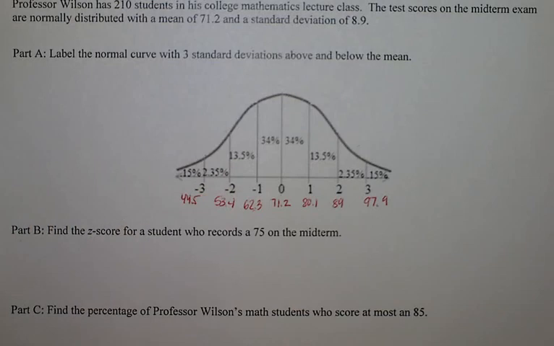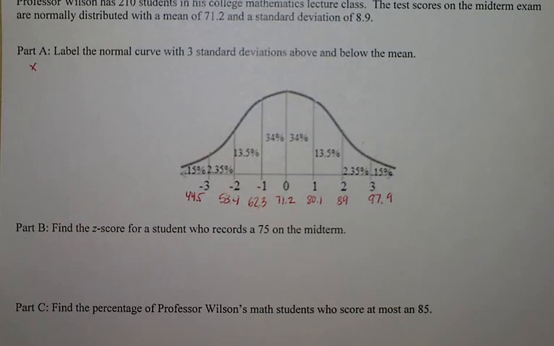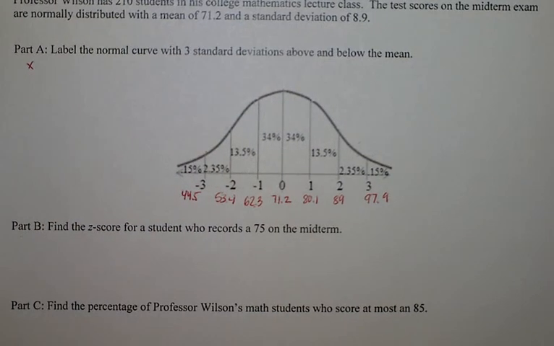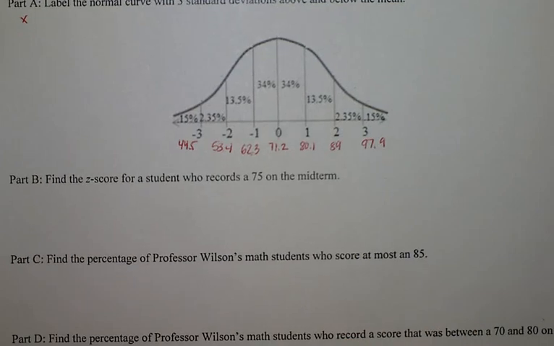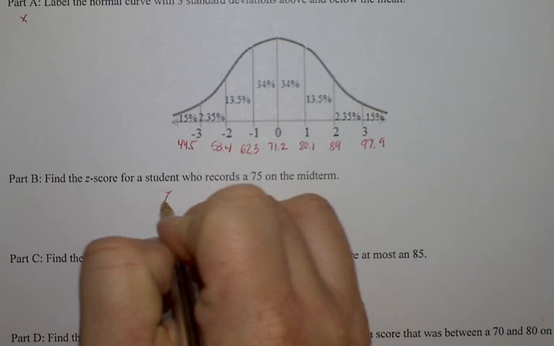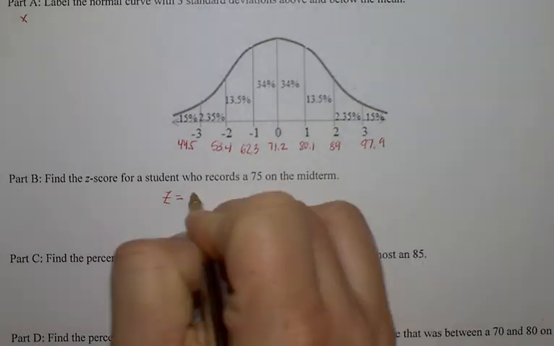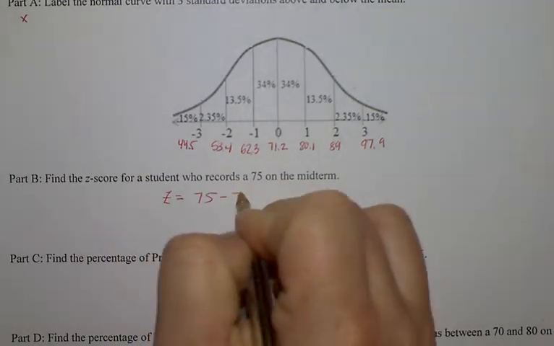Okay, I'm done with part A. Now you're going to notice as we go deeper into this problem how this is just slightly different than what we've been doing. So part B says find the z-score. You know how to do that. So z-score is take your data point, subtract the mean, and divide by standard deviation.